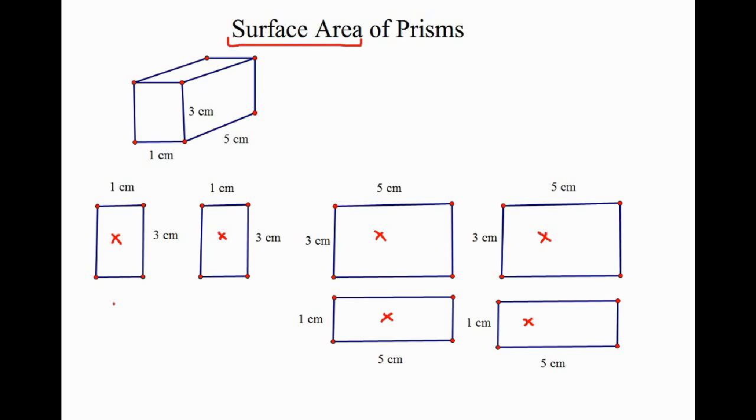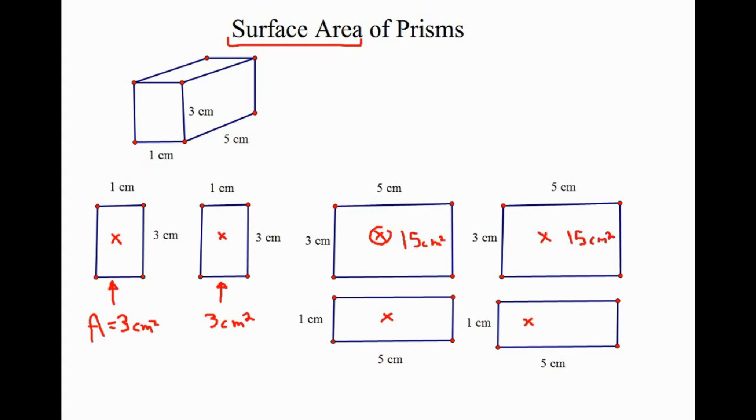So if we start with this one here, well, to calculate the area of a rectangle, of course, it's length times width. This one's pretty straightforward. 3 times 1, the area of that will be 3 centimeters squared. This is the back. That will have the same area, which is also 3 centimeters squared. If we go to the right-hand side here with this one, multiplying length times width, 3 times 5, we get 15 centimeters squared. And the left-hand side is the same size rectangle. It's also 15 centimeters squared.